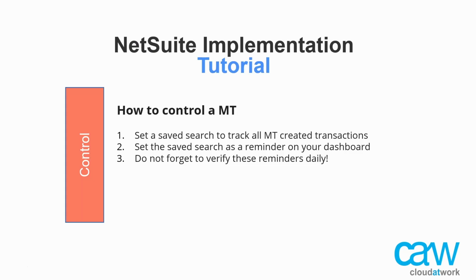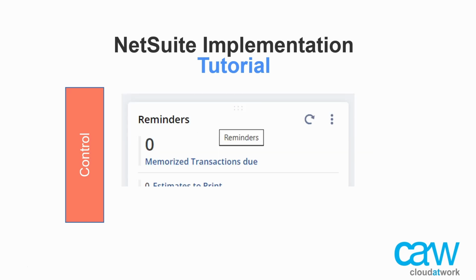Now, how do you control a memorized transaction, just to make sure that you're not missing out on some of them, that you actually process them all? So we recommend setting up the dashboard for this. You could have a memorized transaction reminder per transaction type, but NetSuite already has a standard reminder available for the dashboard's reminder section. So if you just go on the reminder, click on the three little dots, and then just add a standard reminder called Memorized Transactions Due. I would also recommend to click on Show if zero value.